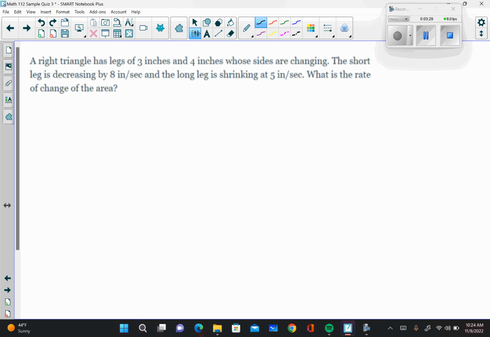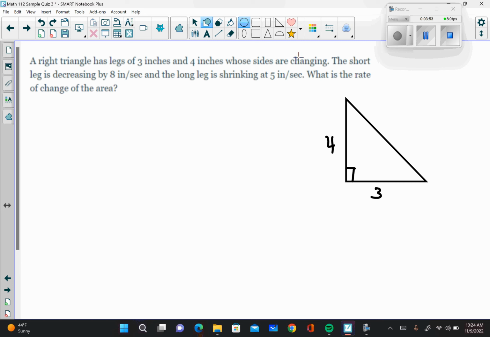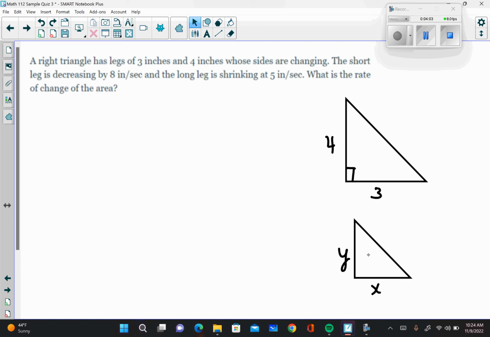A right triangle has legs of 3 inches and 4 inches. So use your imagination. Here's a right angle. But the sides are changing. I'm going to draw another right triangle. The side that's 3, I'll call that x, and the side that's 4, I'll call that y.